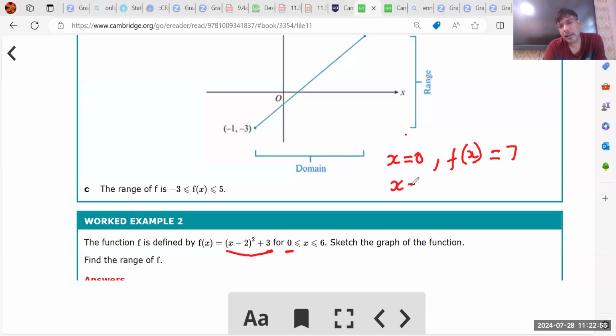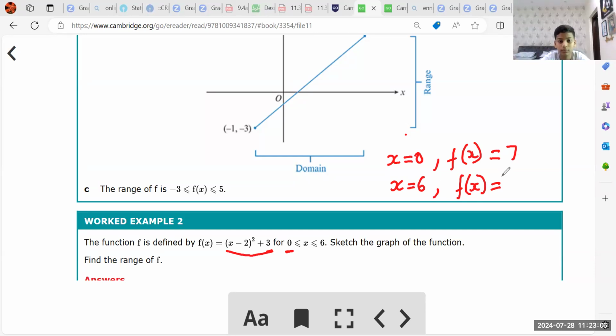And when I put x equal to 6, what will be my f of x? 19. Sir, 19. So, and what will be my vertex, Kuvar? Yes, sir. What will be my vertex?